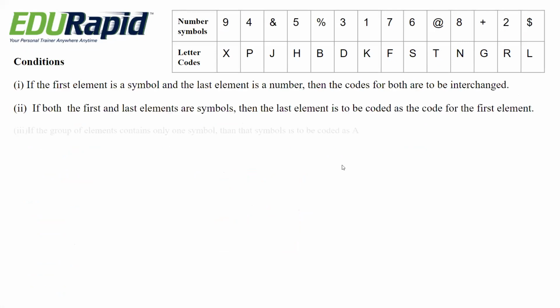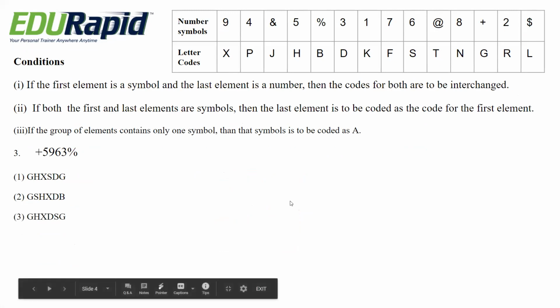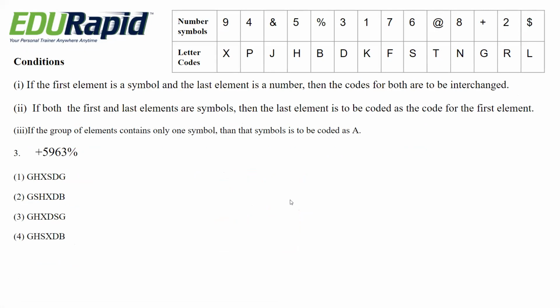Next one. + 5963 %. The options are GHX SDG, GSH XDB, GHX DSG, GHS XDB, and the last one GXH SDG.